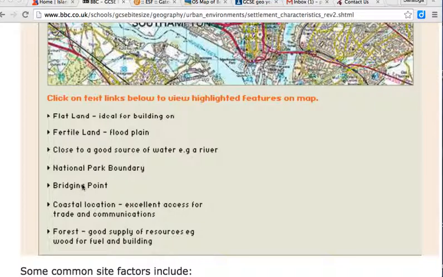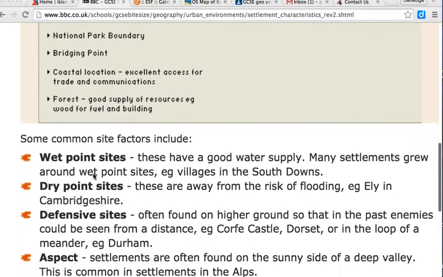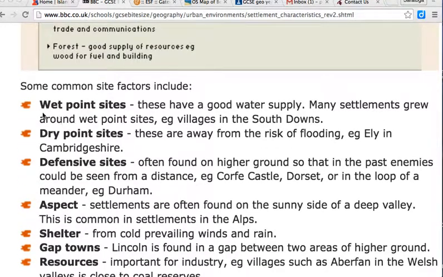Now, of course, you will start to realise straight away that not all of these original site factors are important in the modern day. So the original site factor may not be important. So you will see that there are things here like a wet point site that is near a good supply of water. That could be a spring where water comes out of the ground, or it could be a river with lots of fresh water. Dry point site, if your location is very wet and marshy and boggy, you want a dry place to build.